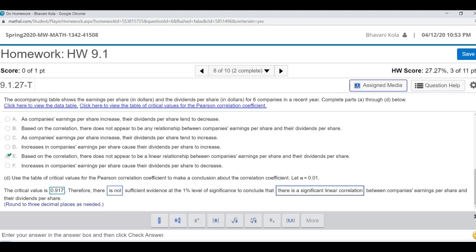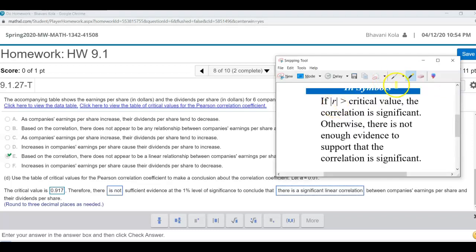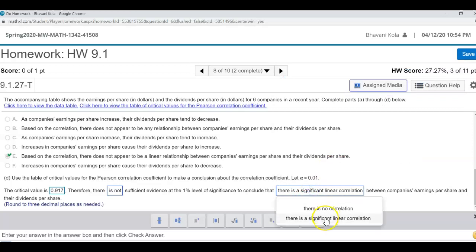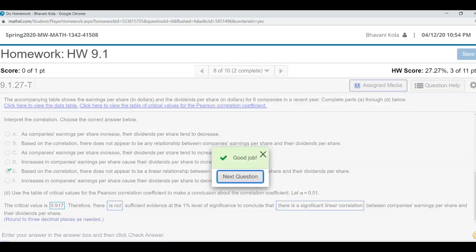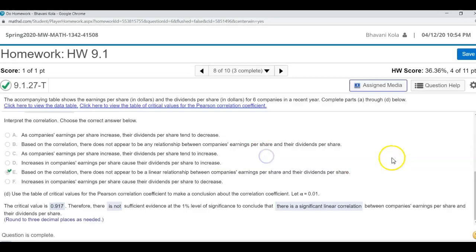So I'm going to pause right here and pull up the chart for you. So you see that if the r value is greater, then you will say there is significant correlation. Otherwise, there is not enough evidence to support that the correlation is significant. So let's go ahead and do that. So there is, check your answer, and good job.